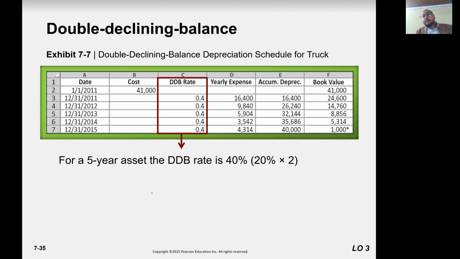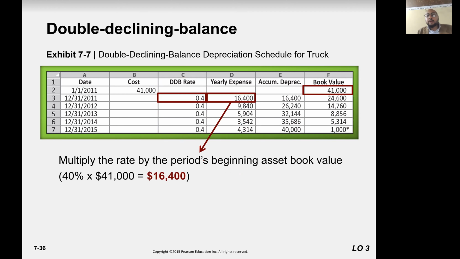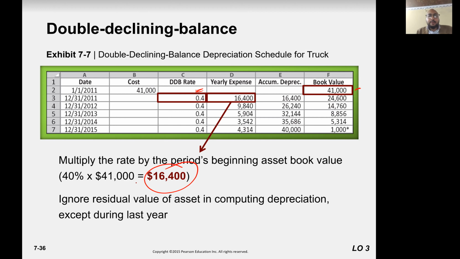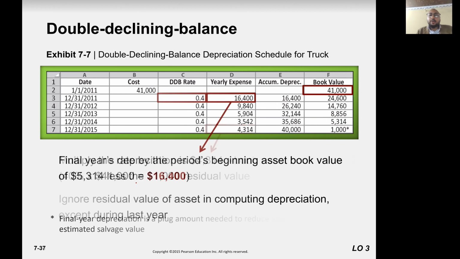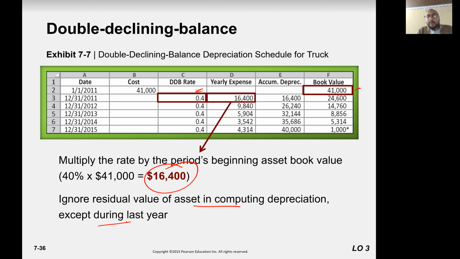So you calculated the double declining rate, 40%. Our first year depreciation is book value multiplied by 40%. Answer is 16,400. So you ignore the residual value in computing depreciation, and you just multiply 40% to book value, not the depreciable value of 40,000.